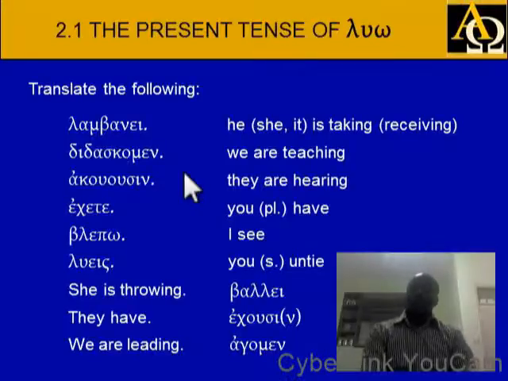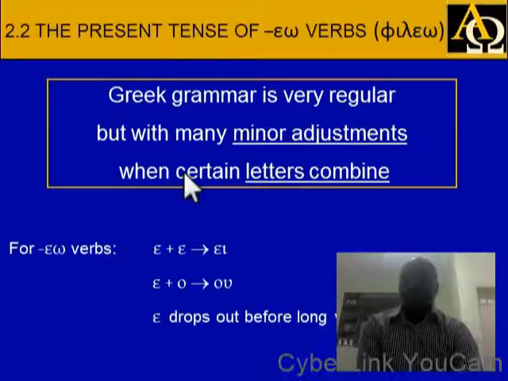We can also move from English to Greek. So she is throwing, ballei. They have, echousin. We are leading, agomen. So you can see that.